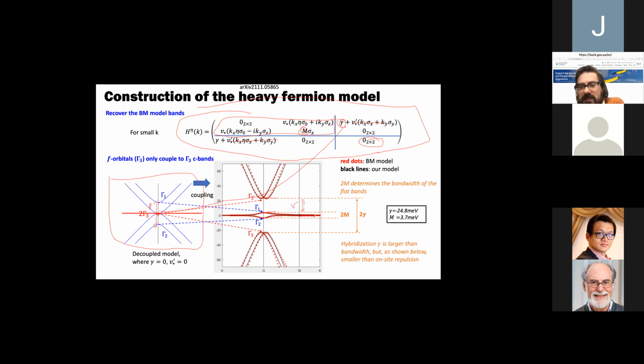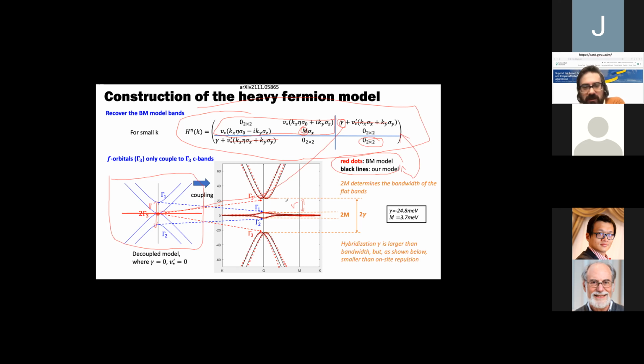And what you can ask is, how good is this model? And this is the answer to how good this model is. The red dots are the Bistritzer-MacDonald model. The black lines are this model. So you can see that, well, it does a very good job at fitting the Bistritzer-MacDonald model and the wave functions the same way.